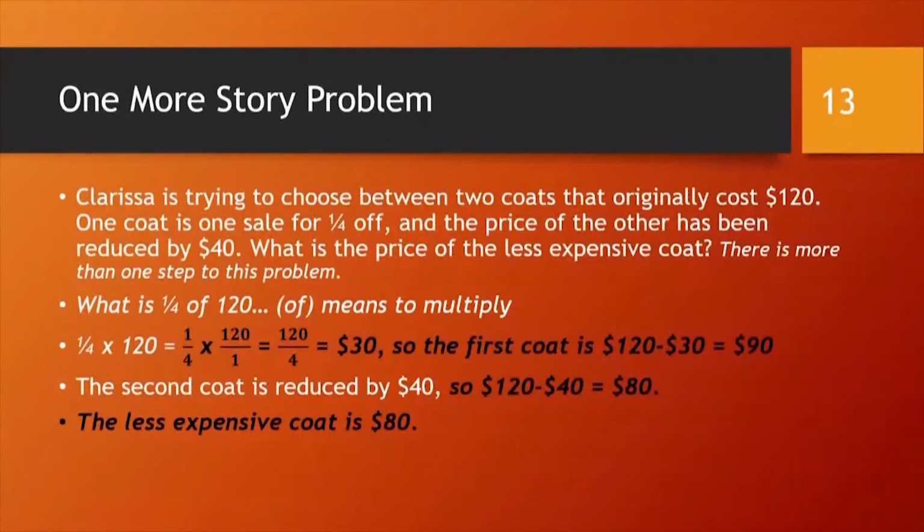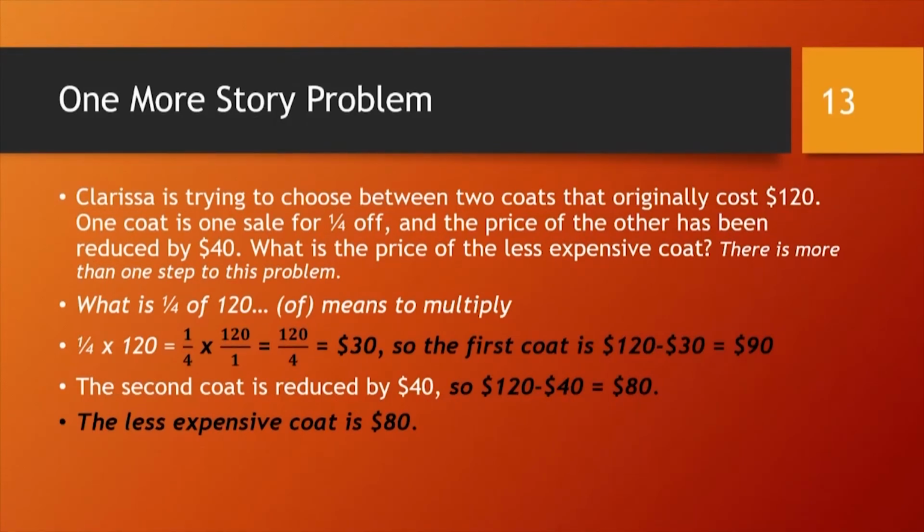The next story problem is multiplication. So Clarissa is trying to choose between two coats that originally cost $120. So both coats originally cost $120. One coat is on sale for 1/4 off, and the price of the other has been reduced by $40. What is the price of the less expensive coat? So they're giving you two different prices, but one they're giving to you as a fraction off, so you have to figure out how much is taken off. The other one is simply telling you, take $40 off.